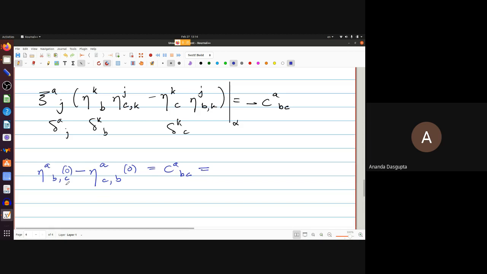Now, eta AB comma C, what is that? That's eta AB differentiated with respect to the Cth component of the argument. So that's del alpha C del beta B of f of beta semicolon alpha, at both alpha and beta equal to 0. And the same thing with B and C interchanged. Clear?